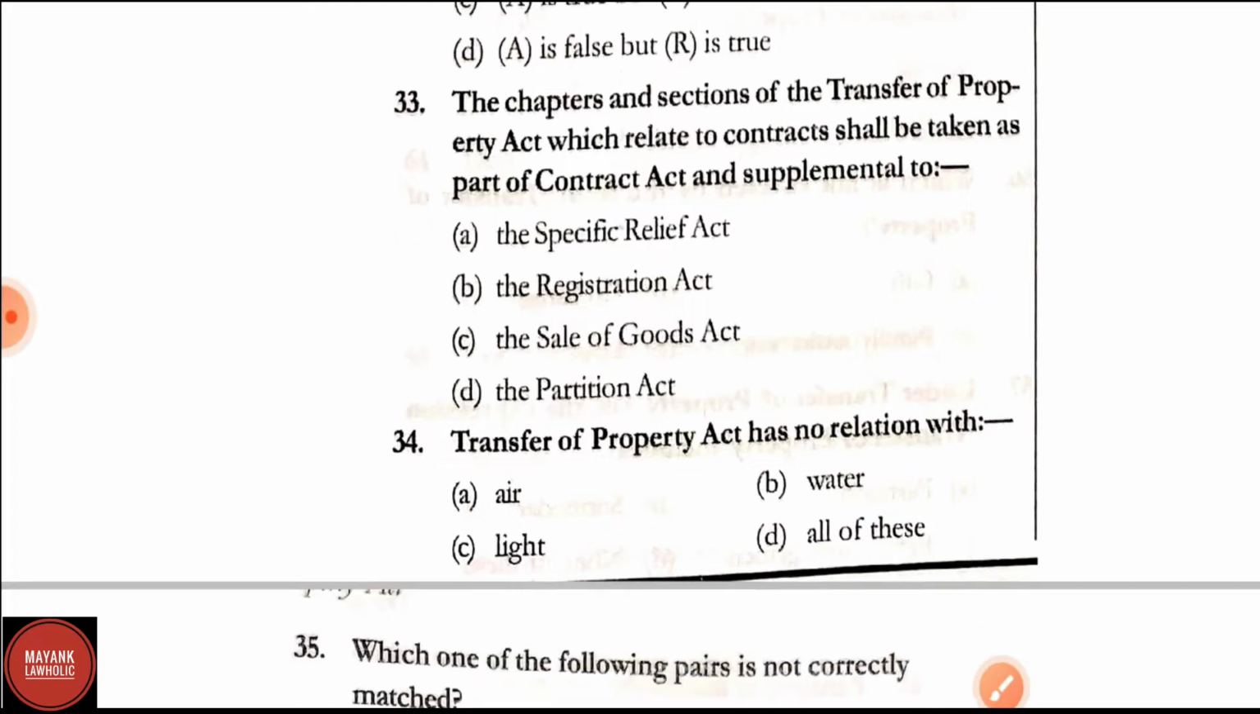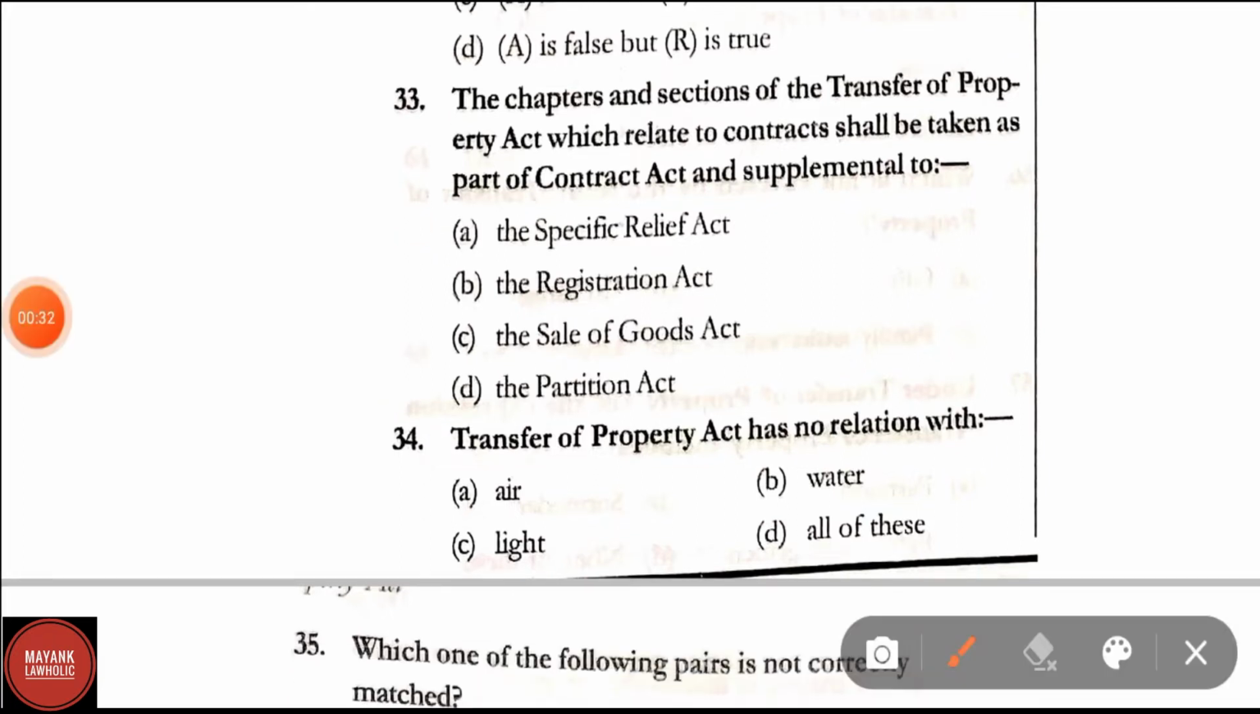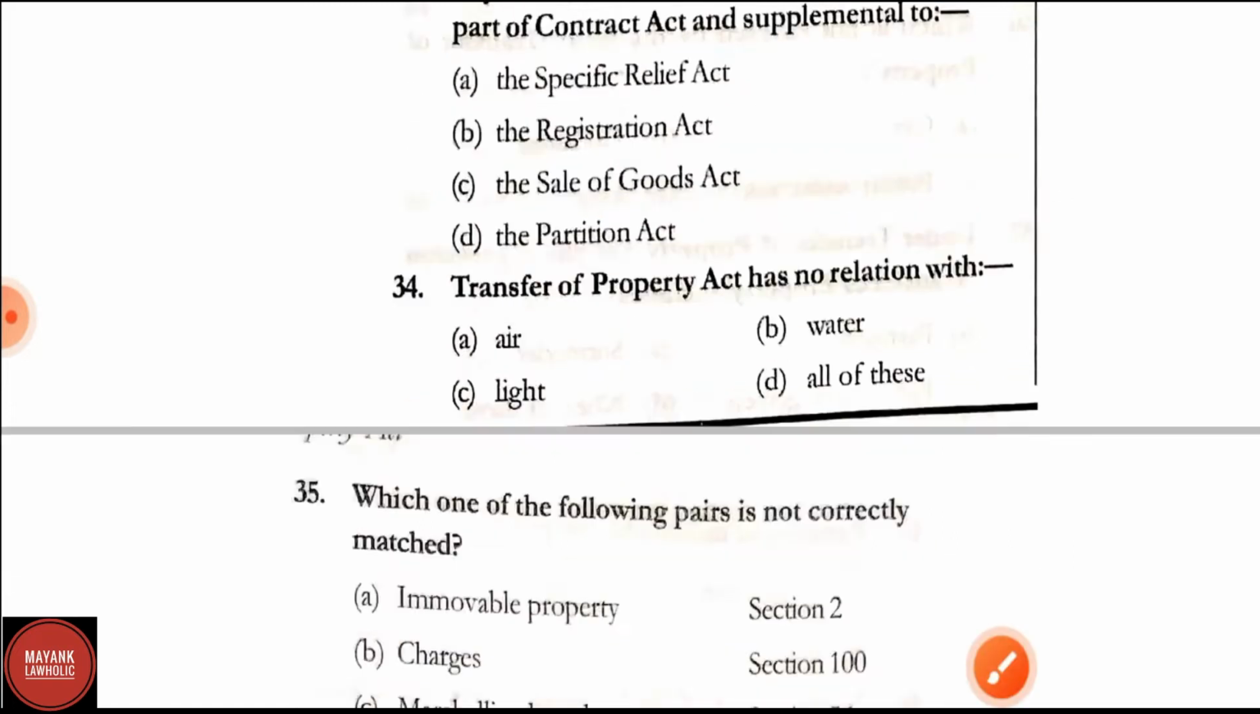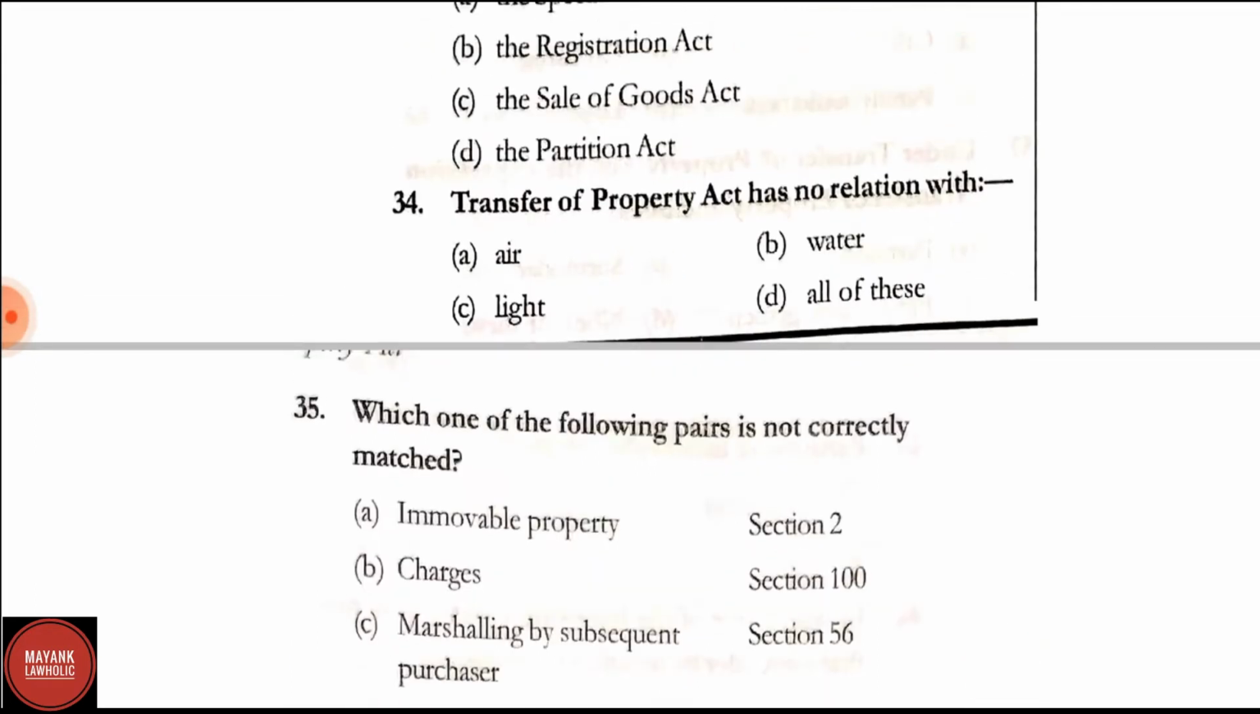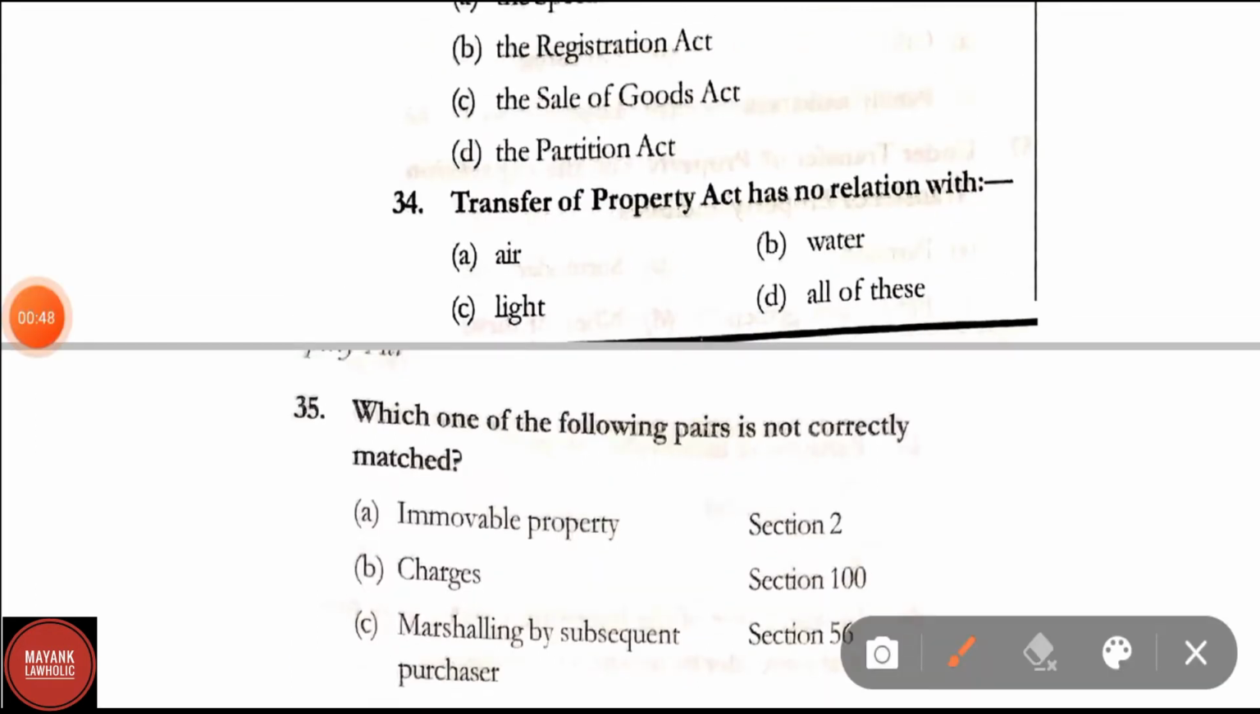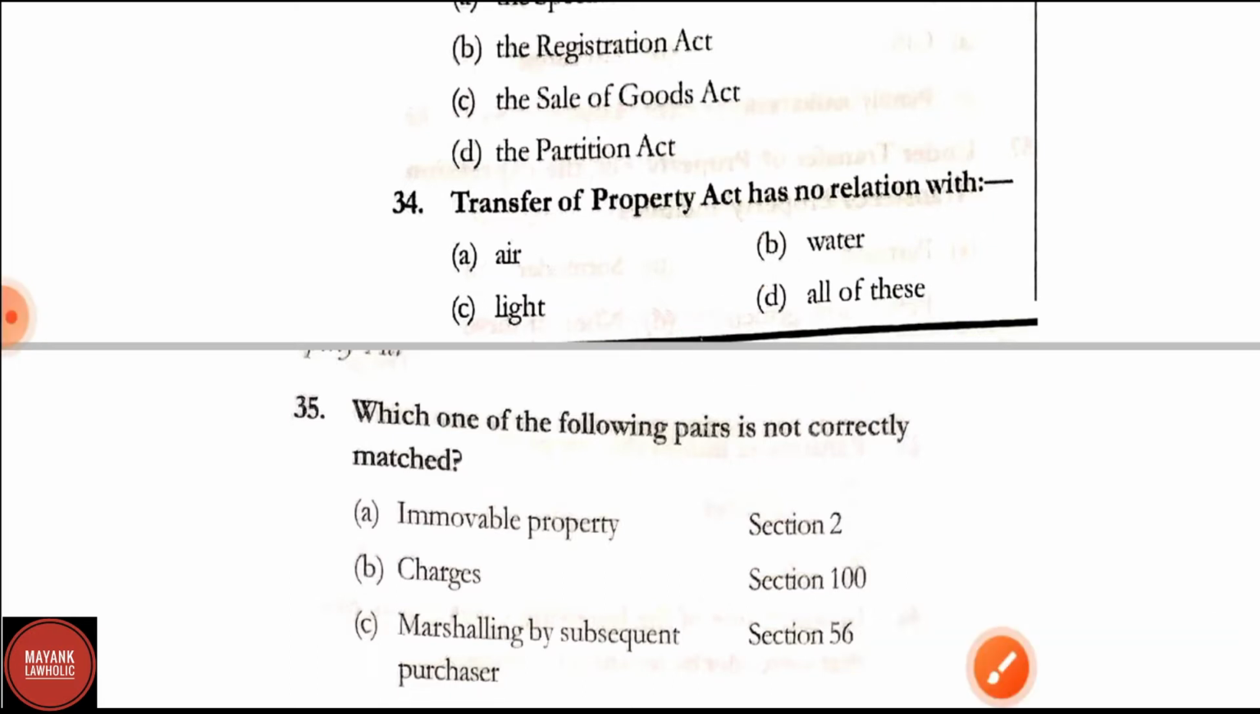Question number 33. The chapters and sections of TPA which relate to contract shall be taken as part of the contract and supplemental to option A, the Specific Relief Act, Registration Act, Sale of Goods Act, Partition Act. Correct answer is option B, that is Registration Act. Question number 34. The TPA has no relation with air, water, light, D, all of these. Correct answer is option D, that is all of these.